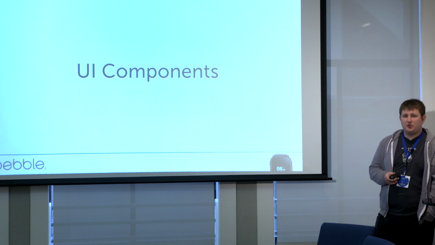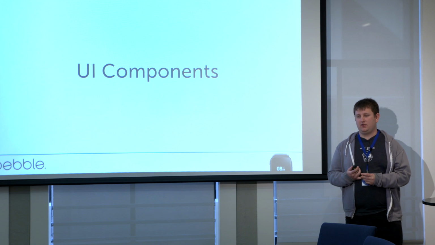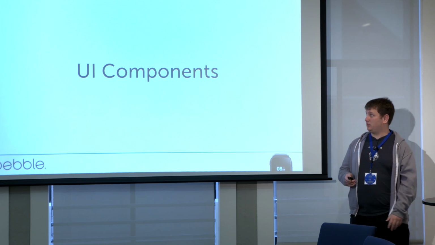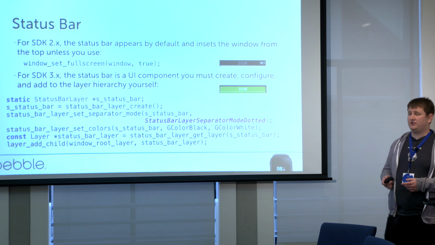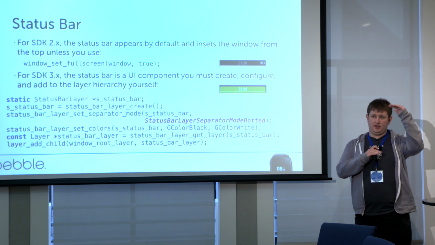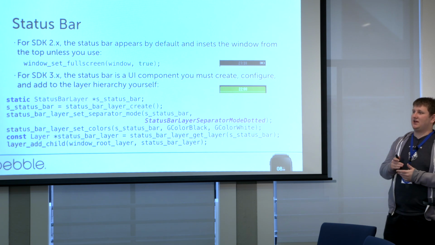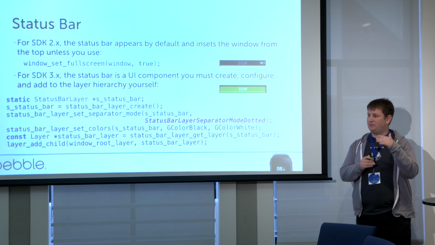Okay, cool. So we've talked about color support and we've talked about display shapes as far as targeting multiple platforms. And now I want to talk about the effects of different UI components in some of our different platforms and SDK versions. So let's start with the status bar. If you've written any applications for the 2.x version of the SDK, then you probably remember that the status bar is not actually a UI component, but rather it's something that you can turn on or off. And if you happen to have it on, which is the default, it will actually just inset from the top your root window layer bounds by the height of the status bar. And if you do want to turn it off, you would use the function window_set_fullscreen and set the window full screen to true.